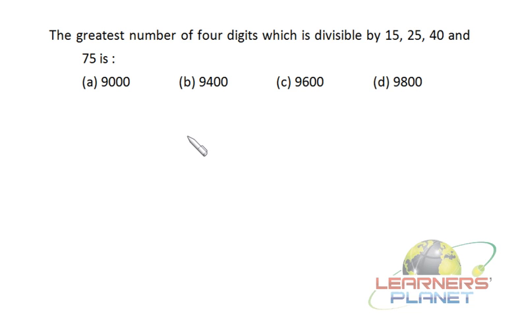To avoid this tedious or lengthy process, we can go by the backward approach or by elimination of options. Definitely our answer should be a multiple of 15, 25, 40 and 75. So let's check one by one. First of all, let's check 9,000. Is 9,000 a multiple of 15, yes or no? Definitely it is.